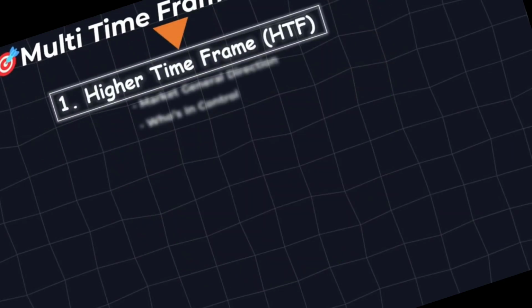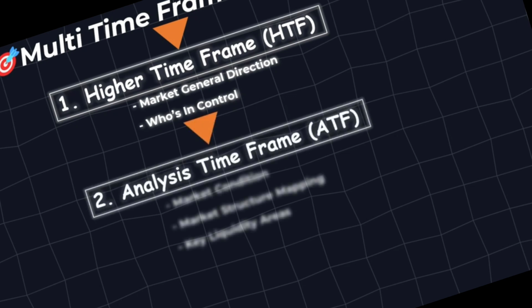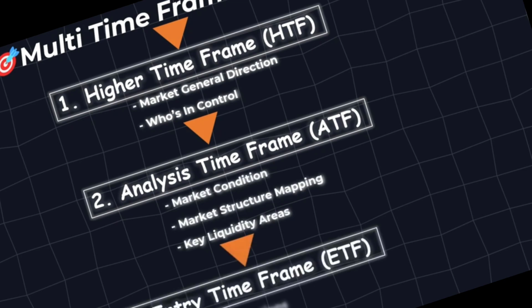Number 1, higher time frame. This is used to determine the dominant market direction. Who's in control, buyers or sellers? The higher time frame gives you the overall trend and context. Number 2 is analysis time frame. This is the most critical time frame. Here, you assess market conditions, map out the structure, identify key liquidity zones, and define your bias. This is where most of your planning happens. Number 3, entry time frame.